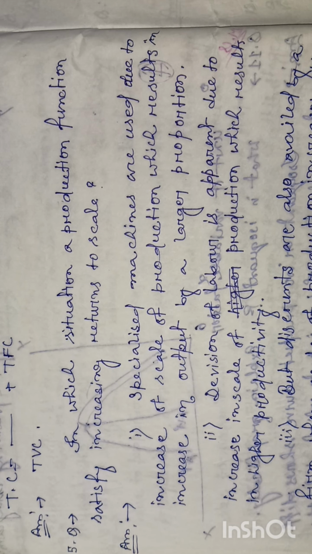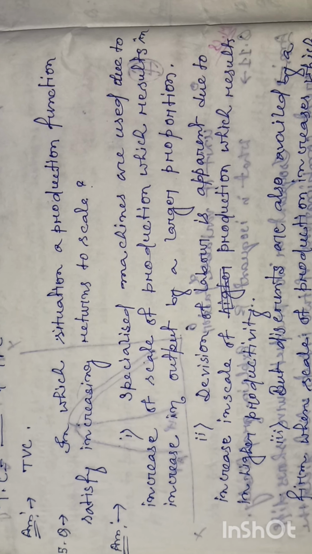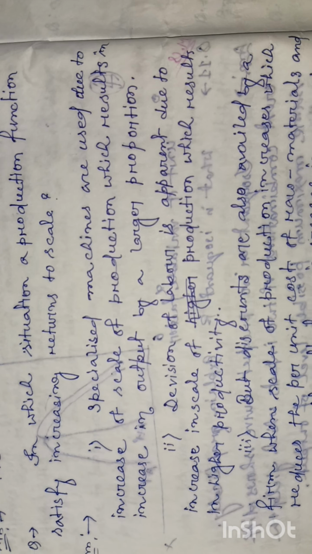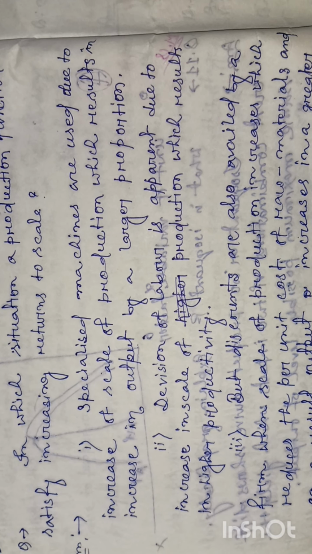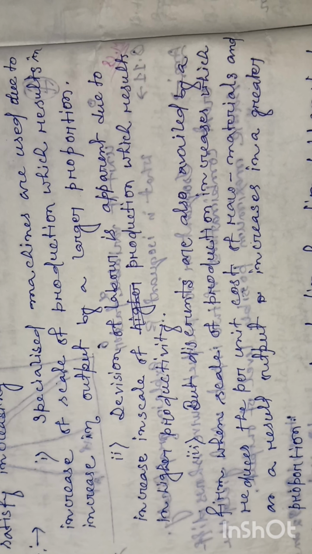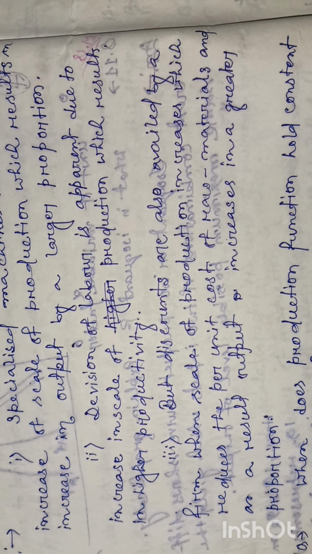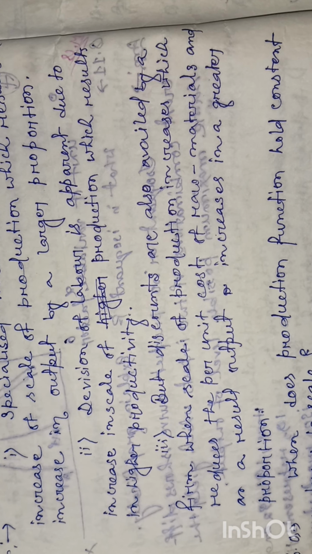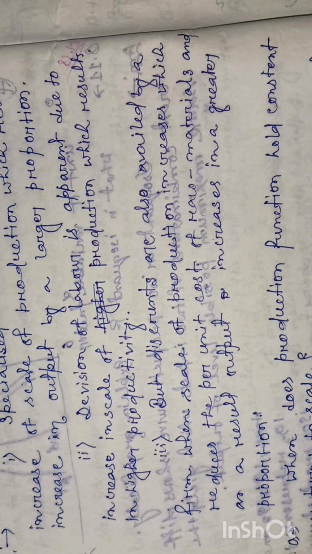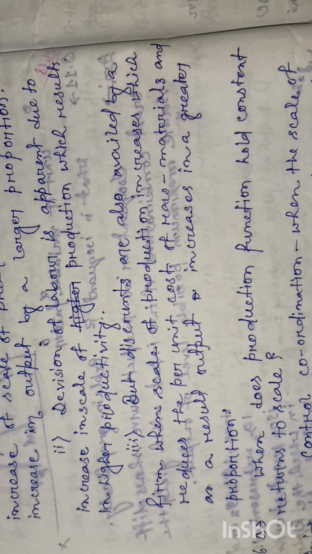Question number 15. In which situation does a production function satisfy increasing returns to scale? Number 1. Specialized machines are used due to increase of scale of production, which results in increase in output by a larger proportion. Number 2. Division of labor is apparent due to increase in scale of production, which results in higher productivity.